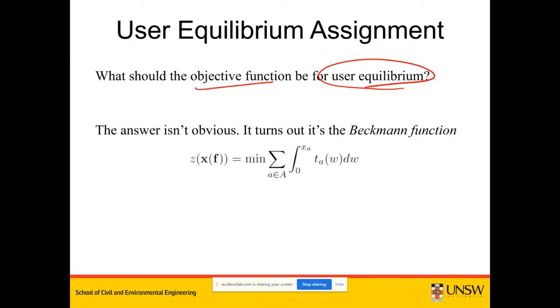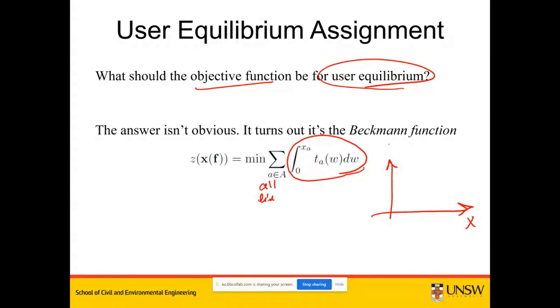So user equilibrium is equivalent to this objective function, which says we want to minimize the summation of a term over all the links. But what is this term? This term is basically the integration from 0 to xa of the travel time function. What does that integration mean? That integration is basically the area underneath the travel time function, right?